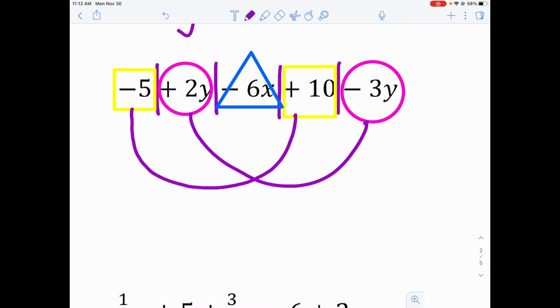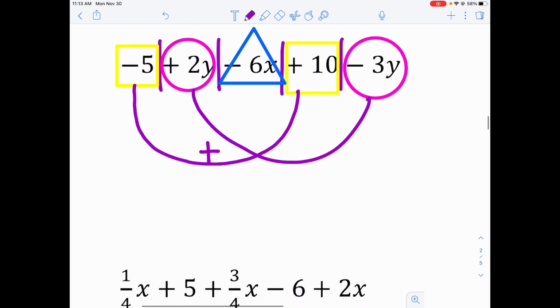Now we're going to combine our like terms. Remember, to combine like terms, we have to add. So I'm going to add negative 5 to a positive 10. When I add them, I get 5. I'm going to add 2y to a negative 3y. 2 plus a negative 3 is a negative 1y. So 2y plus negative 3y is negative 1y.